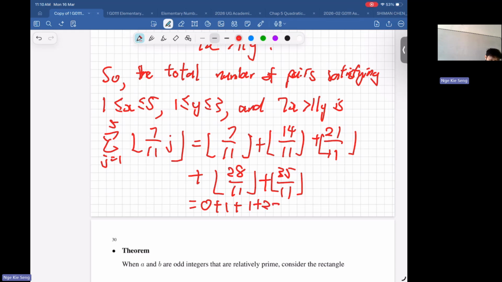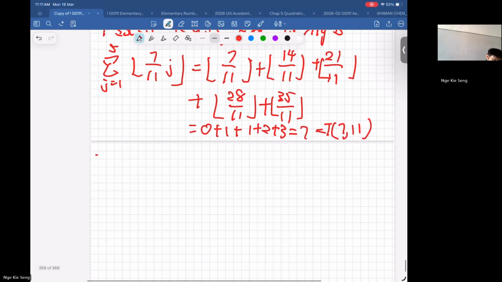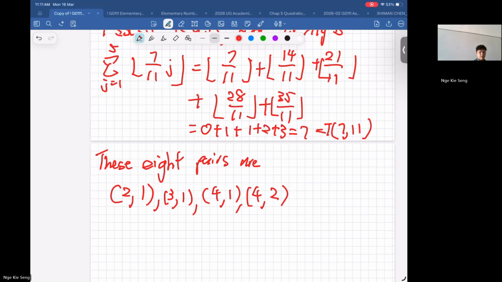So what are these pairs here? Maybe let me write here. This is T7,11. So what are these pairs? Actually, we can list them down. So these 8 pairs are 2,1, 3,1, 4,1, 4,2, and then 5,1, 5,2, and 5,3.